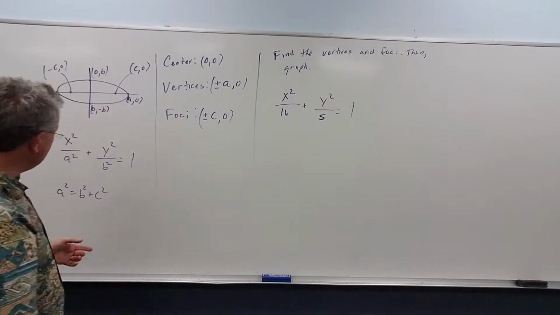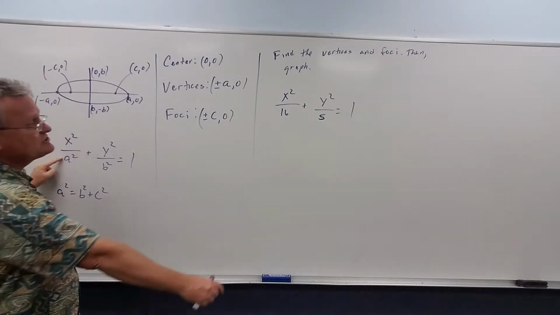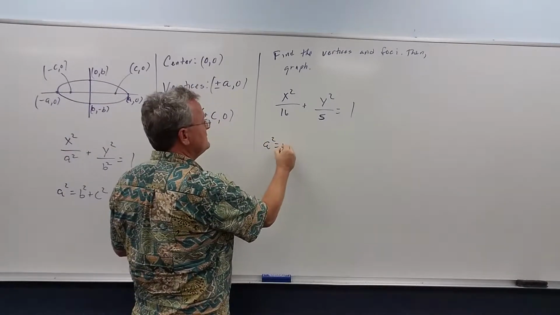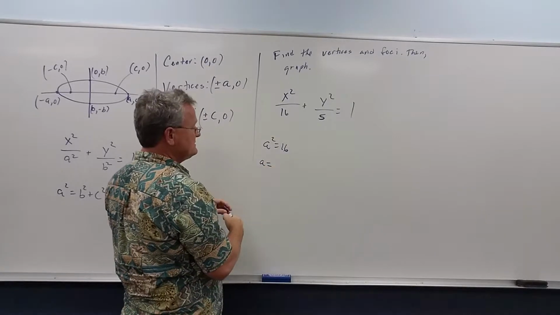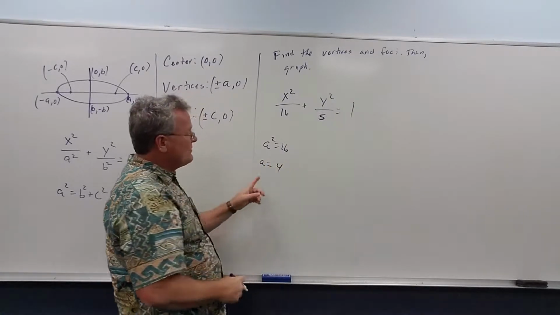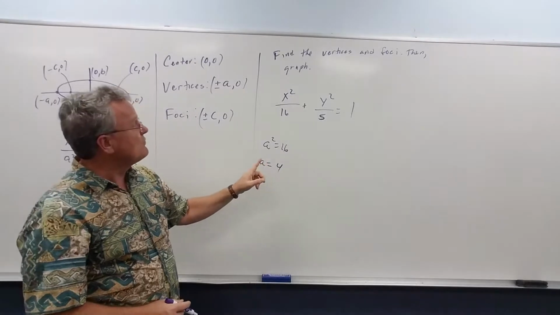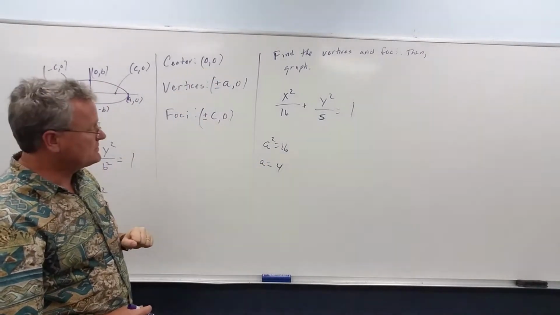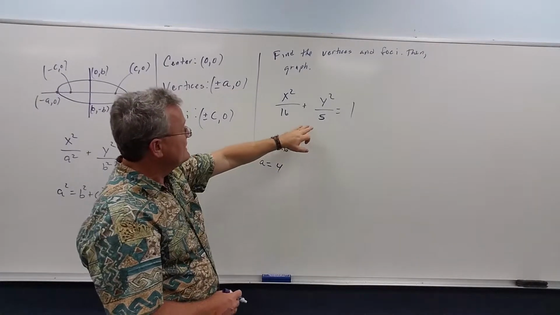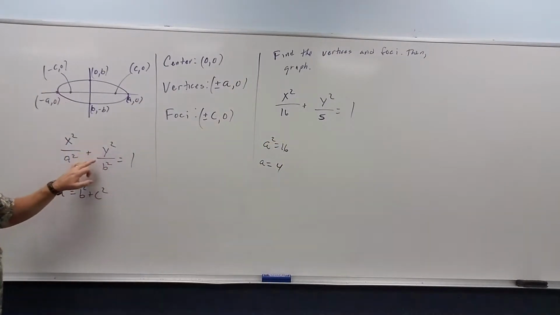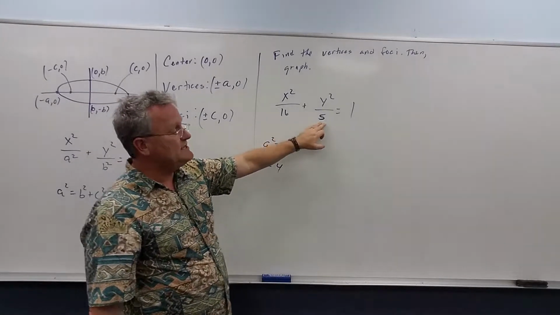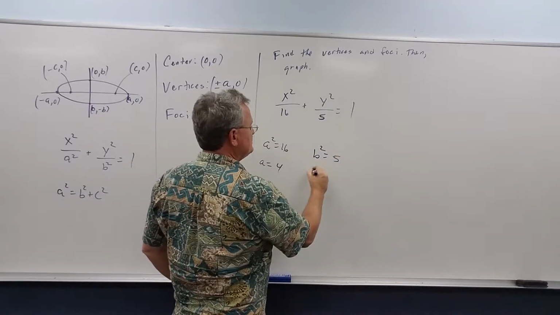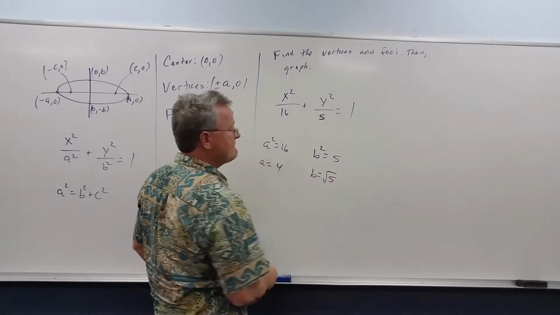So our general formula is x squared over a squared. A squared is therefore 16. Take the square root of both sides, and a is 4. Well, technically it's plus and minus 4, but the plus and minus is taken care of in our formulas over here. So a is 4. Back to our formula, y squared over b squared. B squared is 5. So b is the square root of 5.